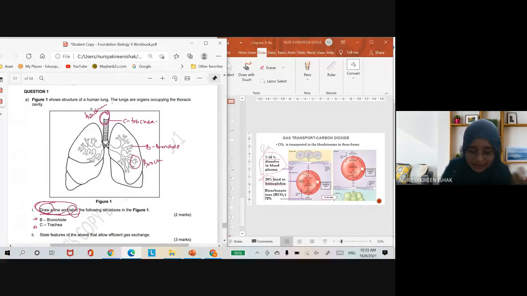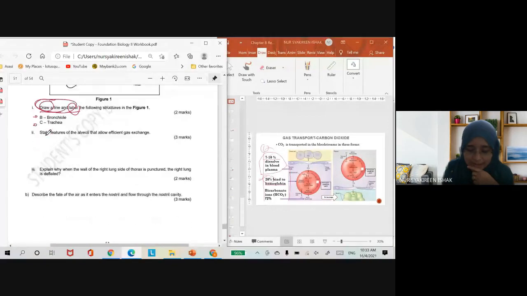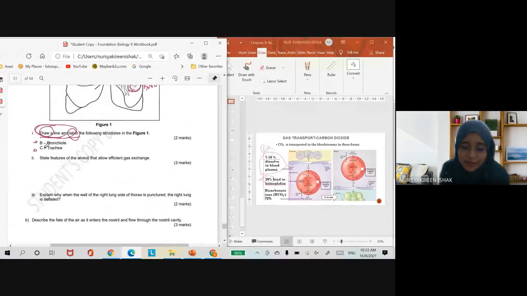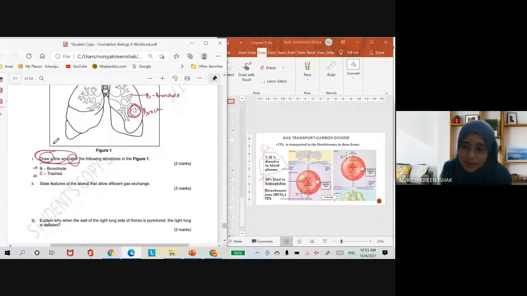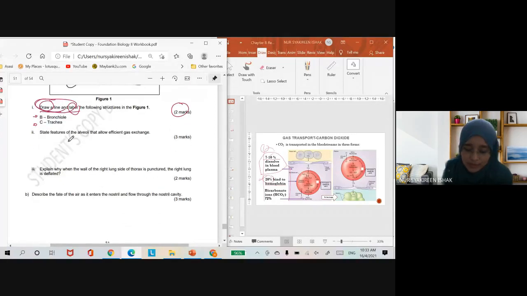Faham tak? So awak tak draw line, awak tak label properly, awak just bulatkan macam ni. Walaupun betul tempat dia, salah. Faham? Salah, very strict kalau macam tu. Tengok soalan dia nak macam mana. Okay. So selalunya senang je ni kan. Macam ni, tapi because you read the question carelessly, so 2 markah awak hilang macam tu je. Okay, so make sure you look at the question properly.